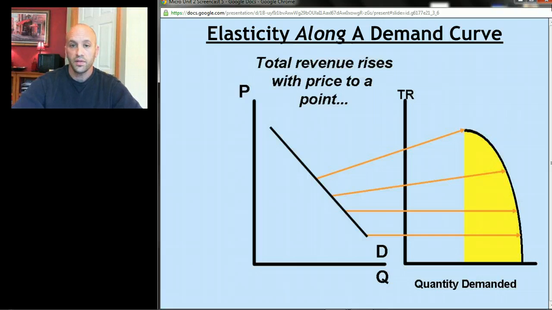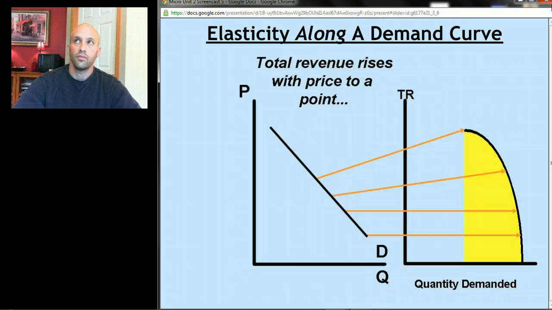Charge 2 pennies for your cup of lemonade and you're going to get more money in your cash register than you would with only 1 penny. But that's only up to a point. Because if you raise your price too high, people will stop buying it pretty much no matter what it is. I don't care how addicted to heroin you are.